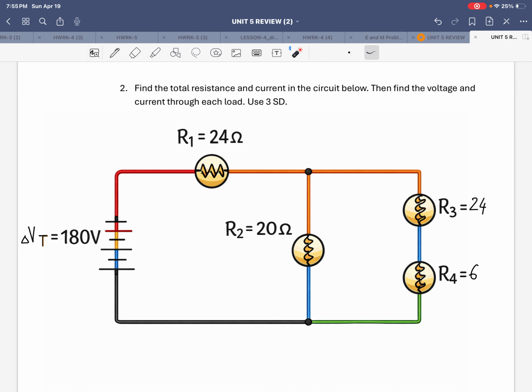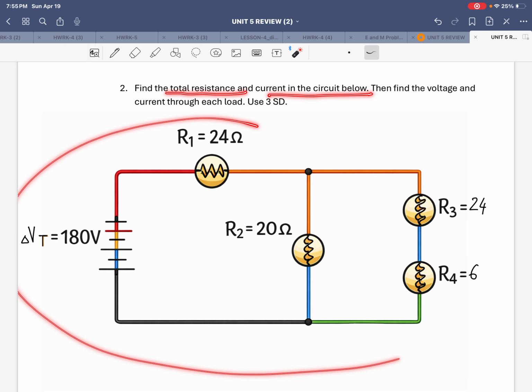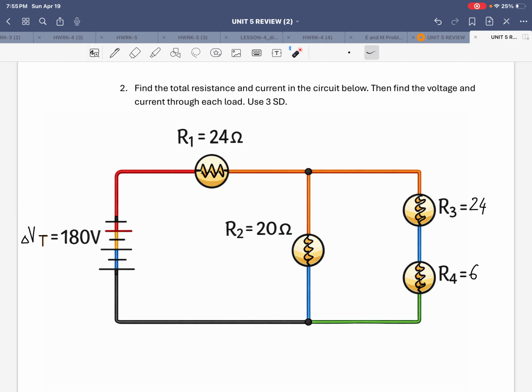Let's take a look at another question. We have to find the total resistance and the current in the circuit below. So here's our circuit. All the information is here. We have to find the voltage and the current through each load.